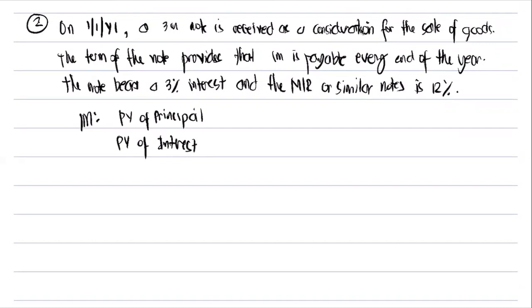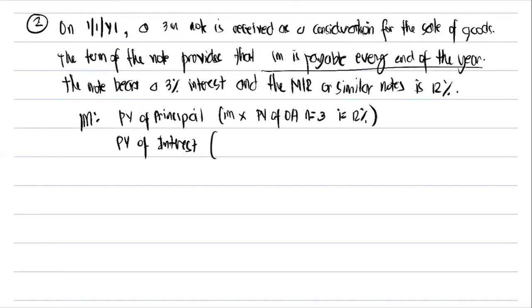So the principal is payable for 1 million every end of the year. So if 3 million is payable 1 million every end of the year, how many years will he pay? 3 years. Because 1 million each year. So we have here 1 million multiplied by PV of ordinary annuity. N is equal to 3. I is equal to 12%.